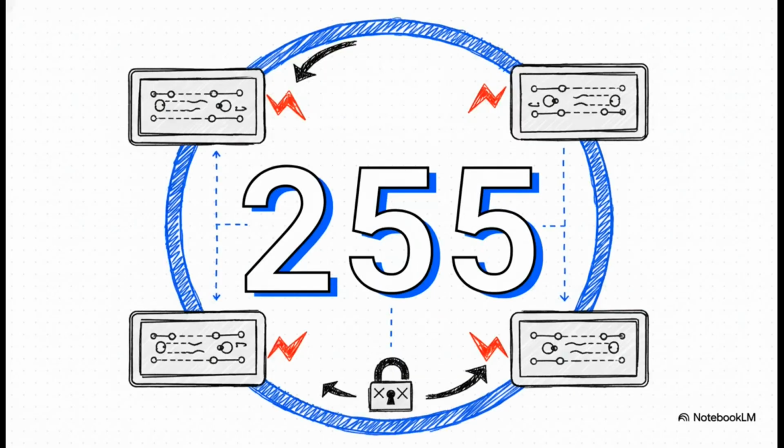Now, here's the most important rule you need to know. Because each of those 4 numbers is made from only 8 bits, the absolute highest number any one of them can be is 255. That's the magic limit. It's a hard and fast rule, and there are absolutely no exceptions.